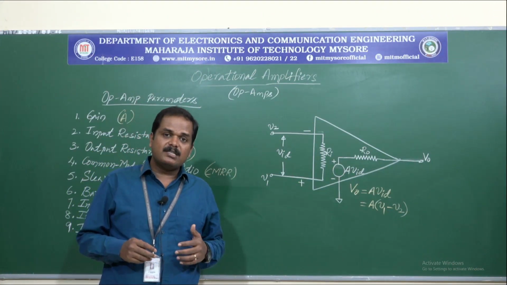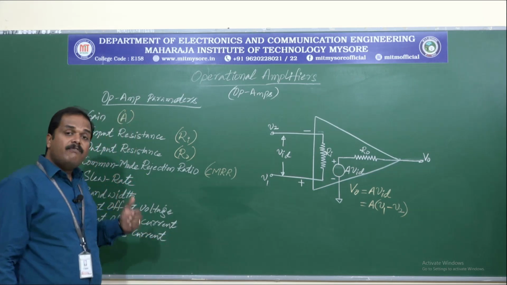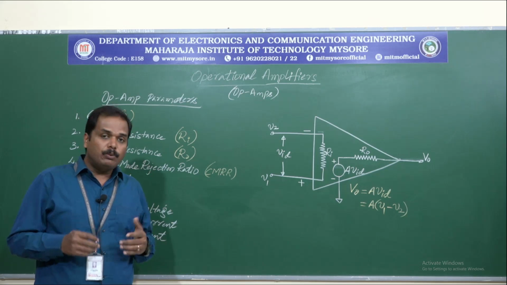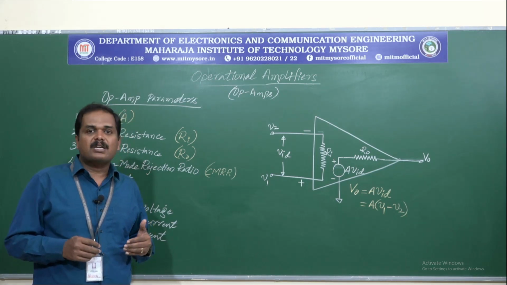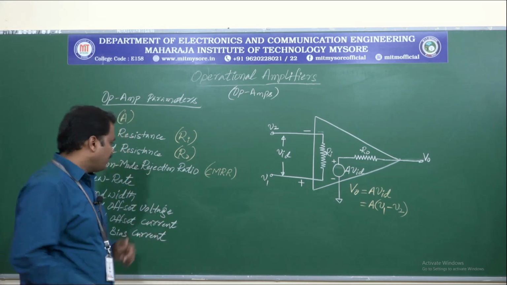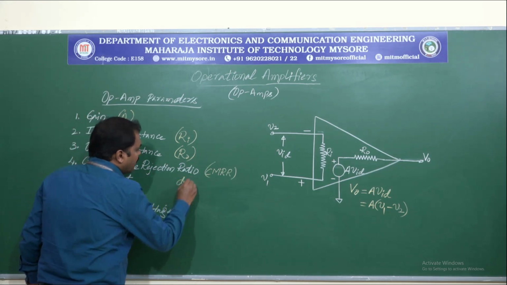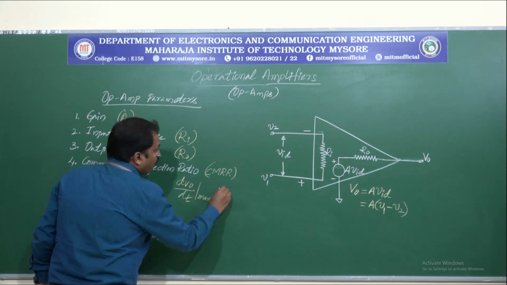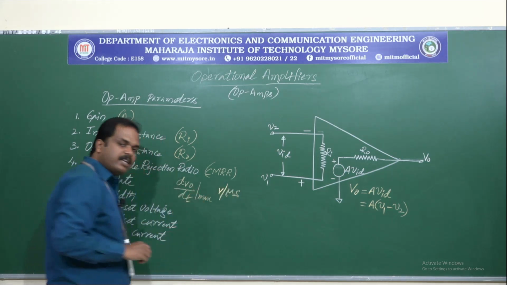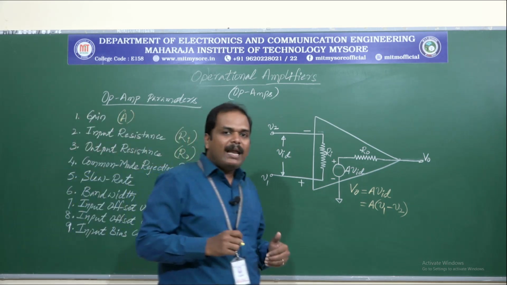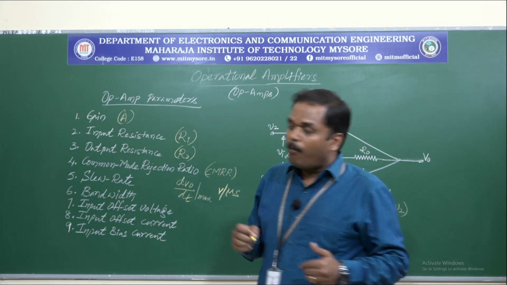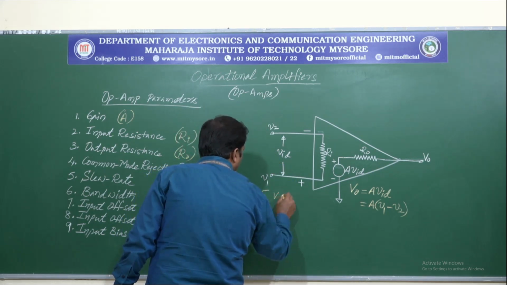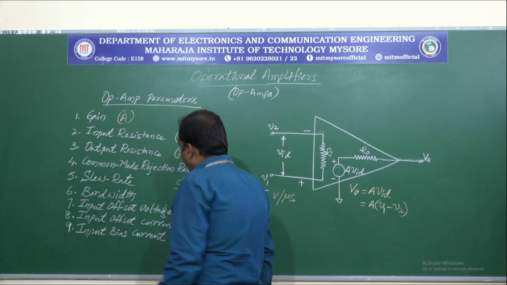The next parameter is slew rate, and slew rate is defined as the maximum rate of change of output voltage per unit time and is expressed in volts per microsecond. This is written as dV0 by dt max, volt per microsecond, and the typical value of the slew rate is 0.5 volt per microsecond.